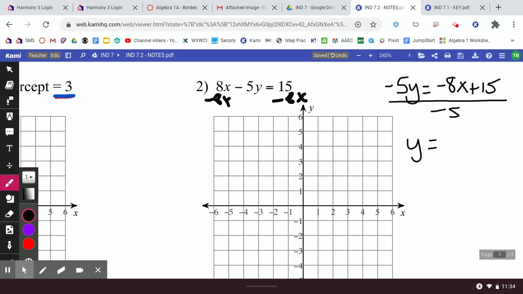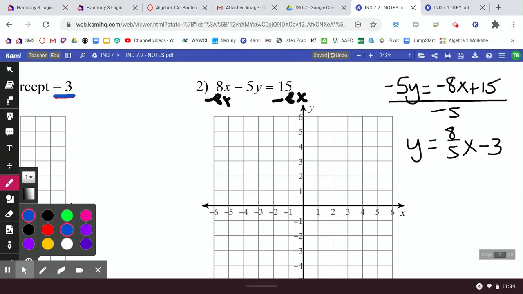So we get y equals negative and negative is going to go positive. So our slope is 8/5 x. And then 15 divided by negative 5 is negative 3. And again, we've got our y-intercept, which is what we graph first. And then we use our slope to move, and so we're going to go up 8 and over 5. So 1, 2, 3, 4, 5, 6, 7, 8, and over 5. And there's our other point. And then we connect those 2 points with a nice straight line. It's not bad for freehand, isn't it?